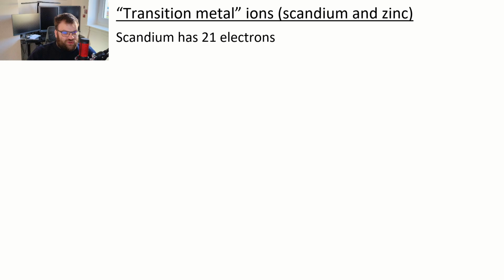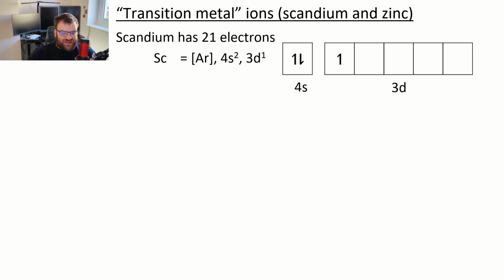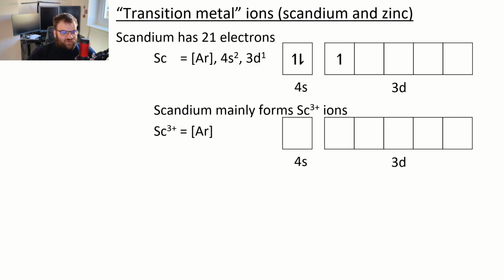Moving on to two chemicals which do not fall into the category of transition metals using the definition about unpaired electrons in ions. Scandium has 21 electrons, and this is its base ground configuration. If it typically makes 3+ ions, it's going to lose both of the 4s electrons as well as the only 3d electron that's present, and that will leave it with the same configuration as argon. It does not have an incomplete d subshell.